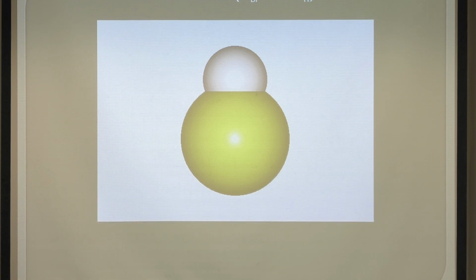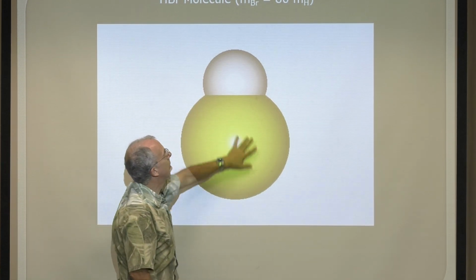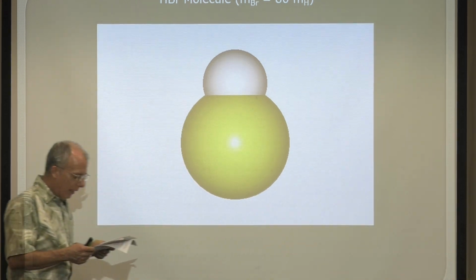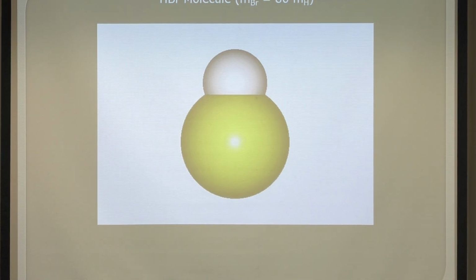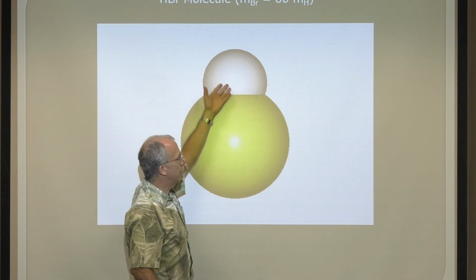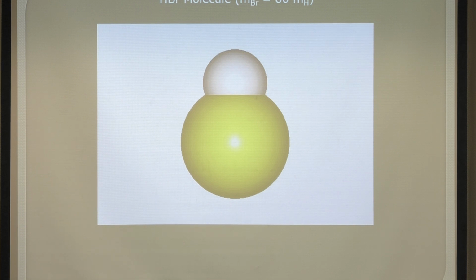So it's a molecule, right? Hydrogen bromide. And so here's the hydrogen, here's the bromine. So this has 80 times the mass of that. Okay? Well, because this has the mass so much greater than this, and it's attached, or whatever you want to call it, by a molecular bond. Well, how do we always model things like that?